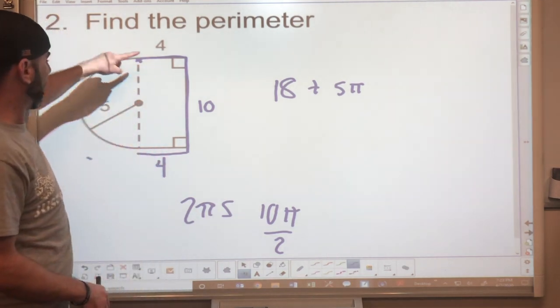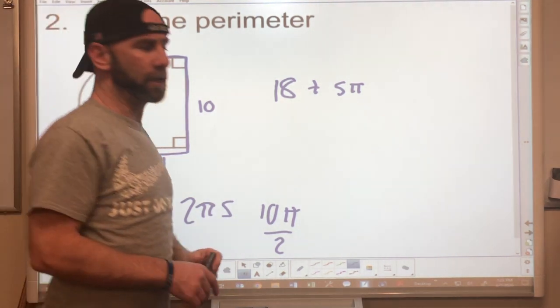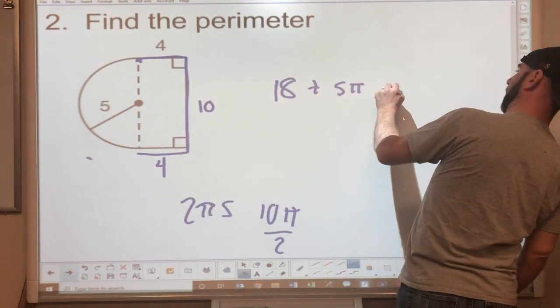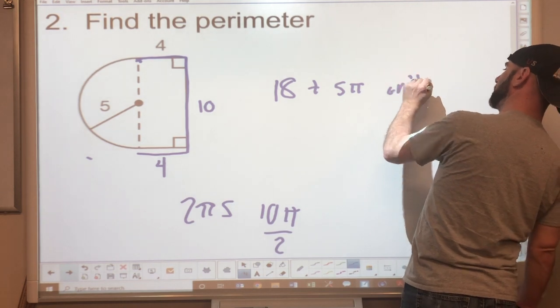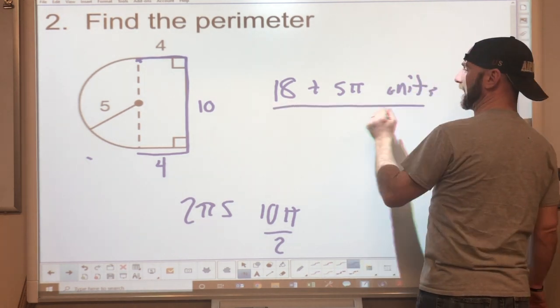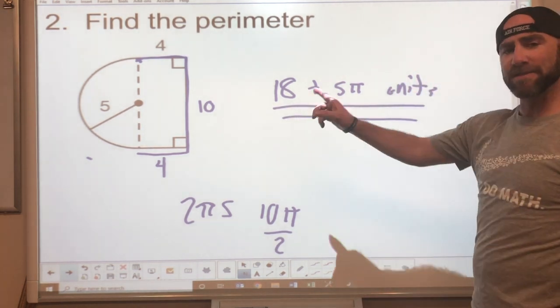So 18 plus 5 pi. And then we're not given any units. So just simply say units. And that is the perimeter of that figure.